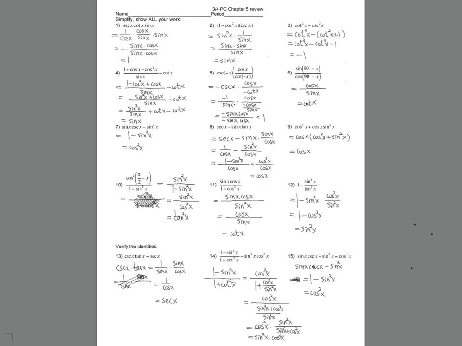Number 13, verify the identity. So this is the trig identity proof. Trig proof. If you decide to pick one side, stick with that side. Do not touch the other side. You have to stick with the side that looks more complicated. So look for the side that's more complicated from the beginning.